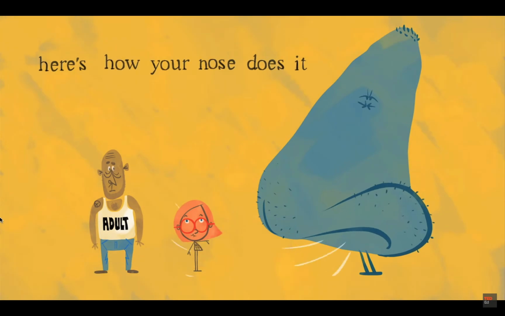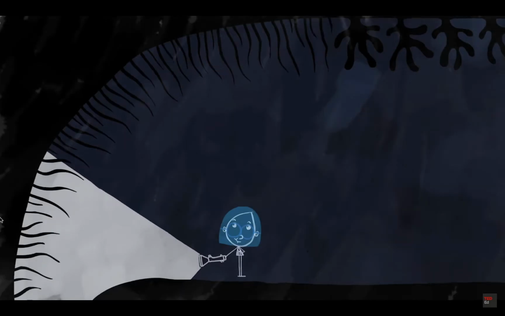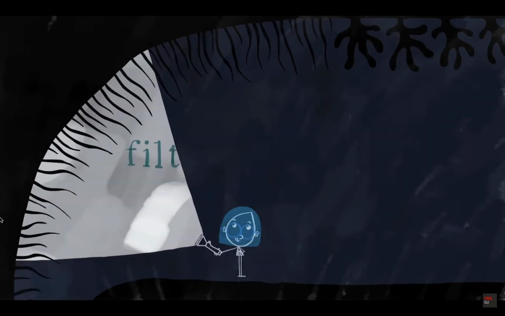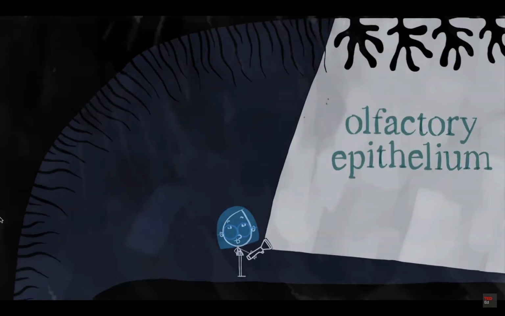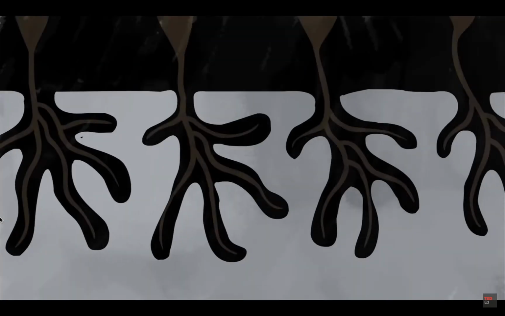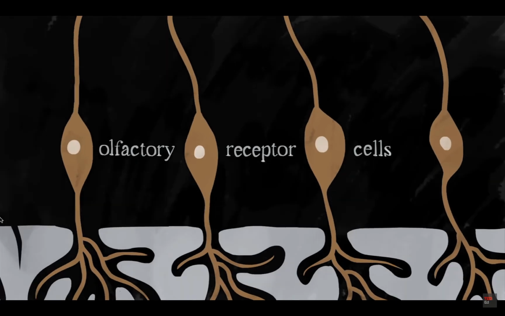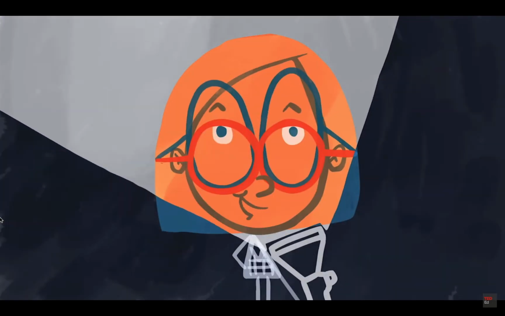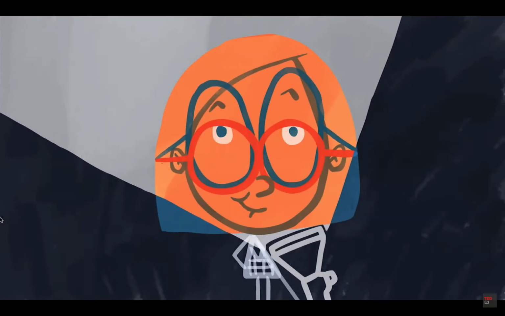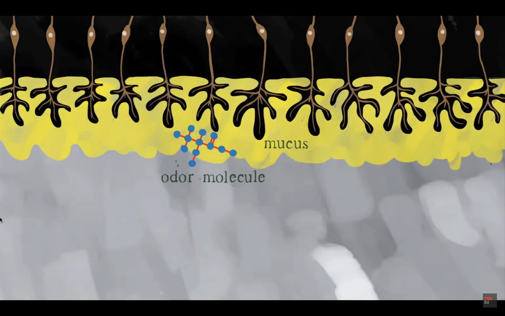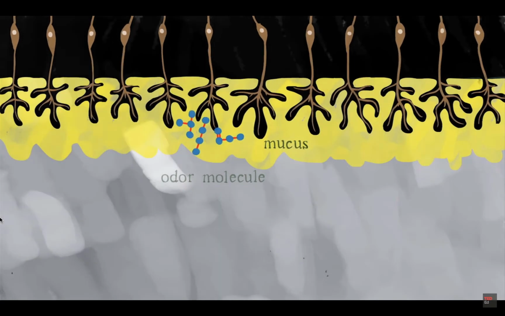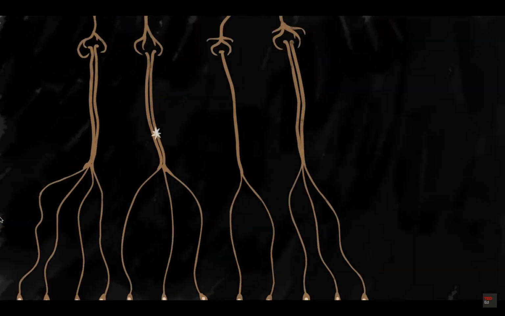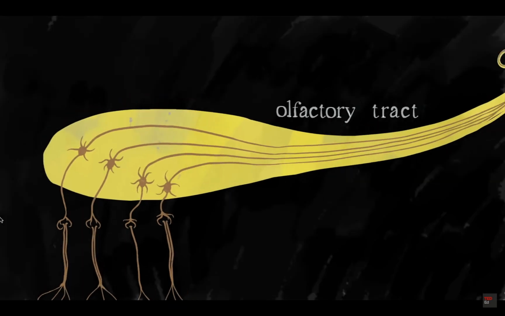Smell starts when you sniff molecules from the air into your nostrils. 95% of your nasal cavity is used just to filter that air before it hits your lungs. But at the very back of your nose is a region called the olfactory epithelium, a little patch of skin that's key to everything you smell. The olfactory epithelium has a layer of olfactory receptor cells, special neurons that sense smells, like the taste buds of your nose. When odor molecules hit the back of your nose, they get stuck in a layer of mucus covering the olfactory epithelium. As they dissolve, they bind to the olfactory receptor cells, which fire and send signals through the olfactory tract up to your brain.